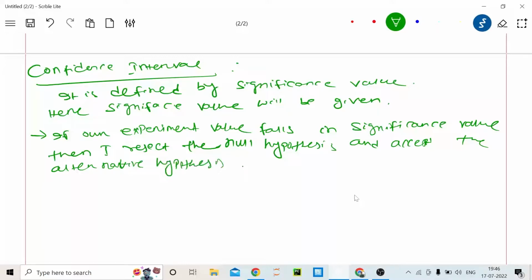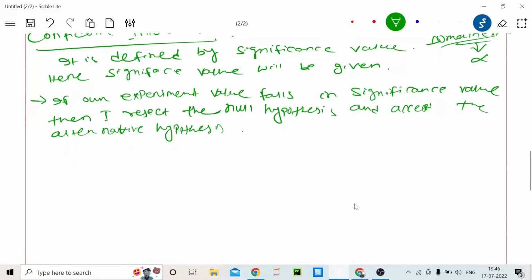Then you can ask me who gives the significance value. The domain expert gives the significance value. Significance value is represented by alpha. Let's say in the previous example I told you the significance value is 5%. Let's say in this problem I will give you one more problem. Here the significance value is 20%.